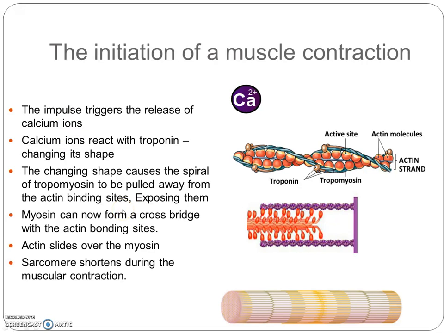Once this crossbridge is created, the actin slides over the myosin, creating what is known as a power stroke. This power stroke sees the sarcomere shorten, and the Z lines on each side of the sarcomere get drawn closer to the middle M line, which is creating the contraction of the muscle.